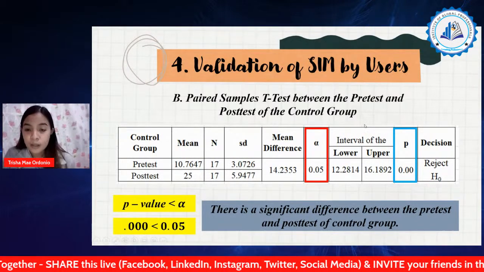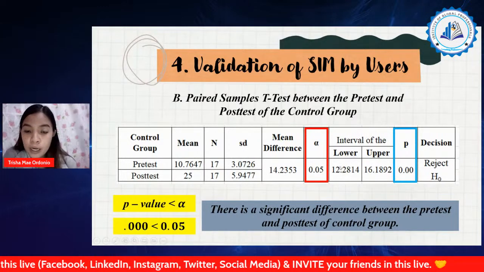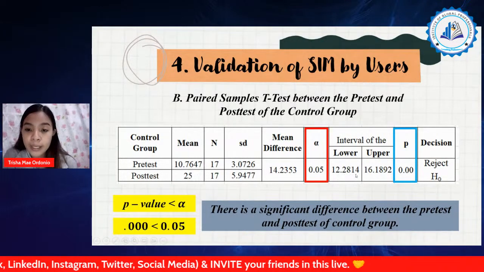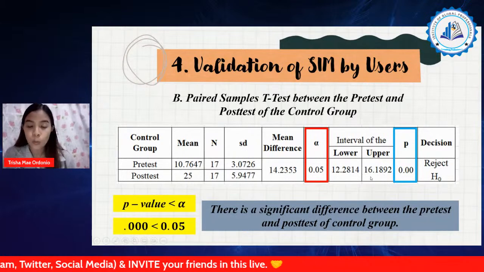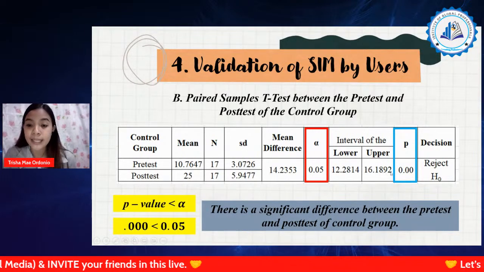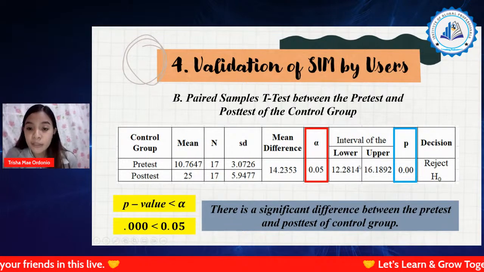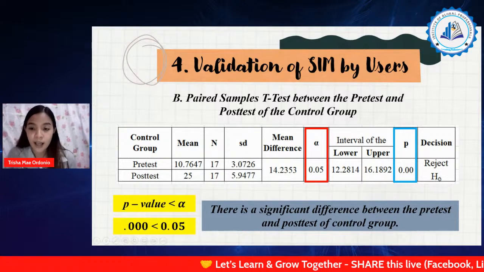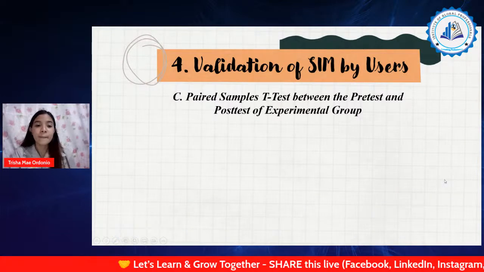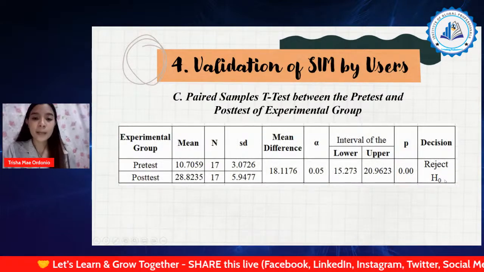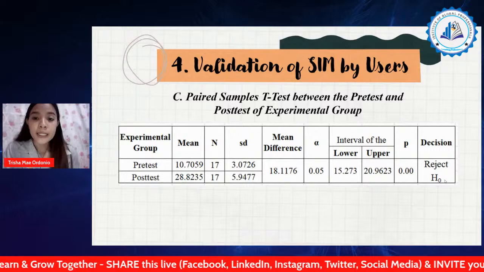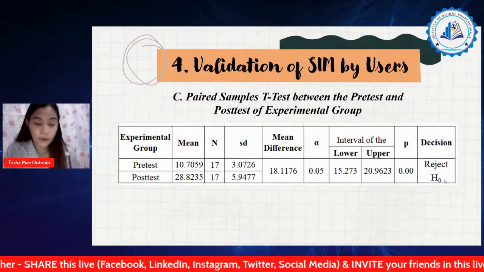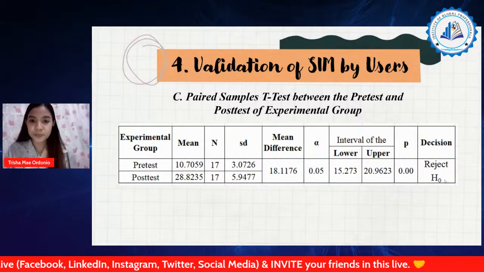remediation process. Here we have the lower 12.2 and the upper is 16.1892. We can see that 0 is not included, therefore reject null hypothesis. Next, we have the paired sample t-test for the pre-test and post-test of experimental group.